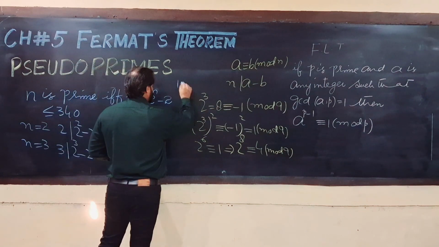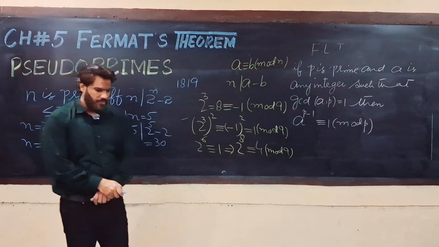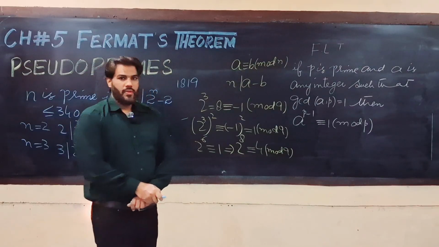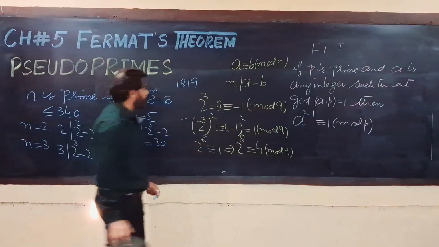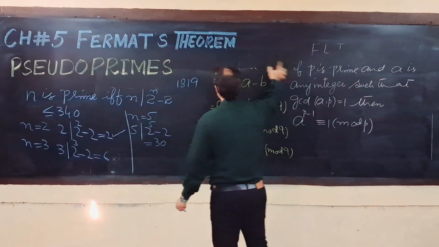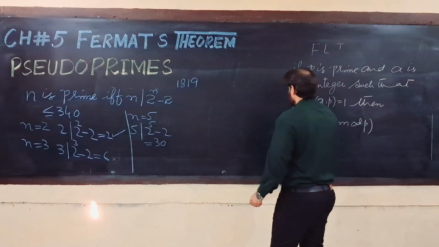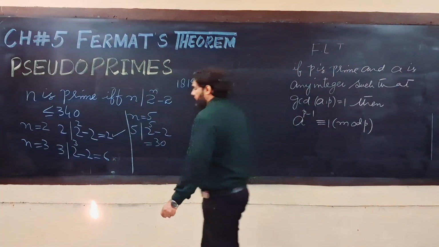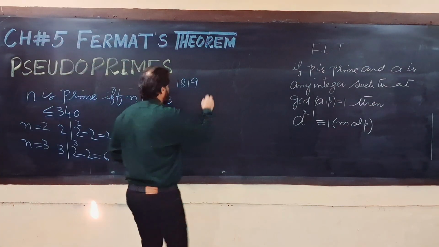In 1819, it was discovered that their claim fails when we take n equal to 341.